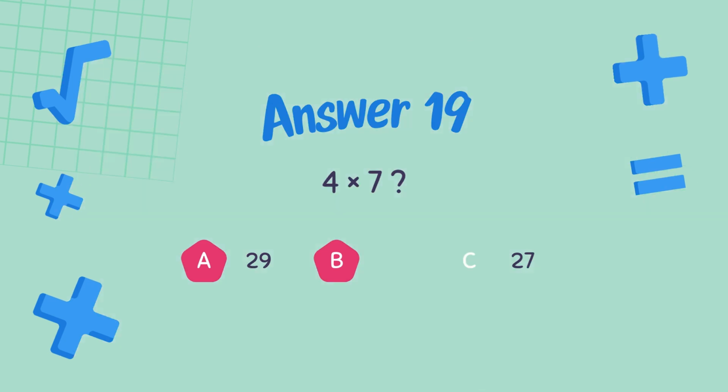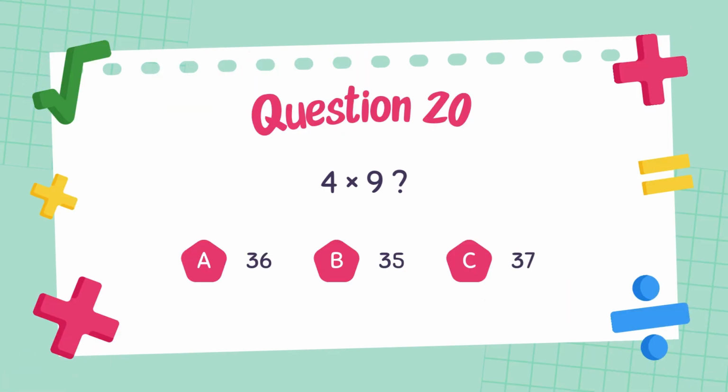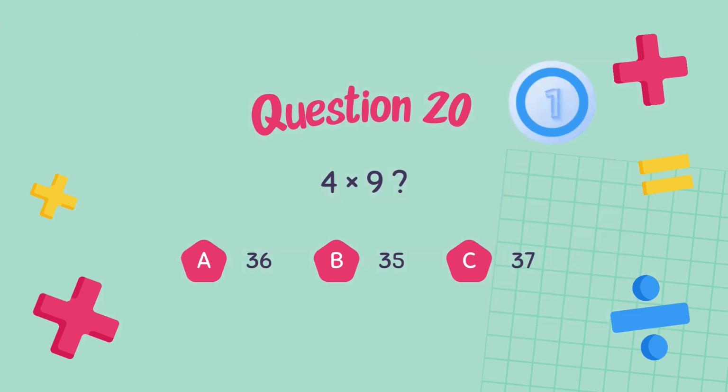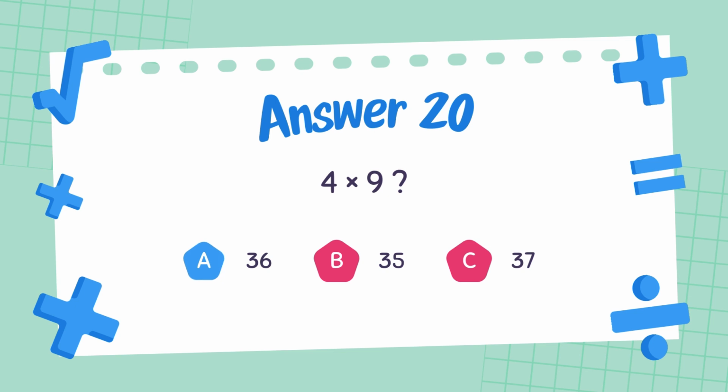Great job. Question 20. What is 4 times 9? Is it A, 36, B, 35, or C, 37? The answer is A, 36.